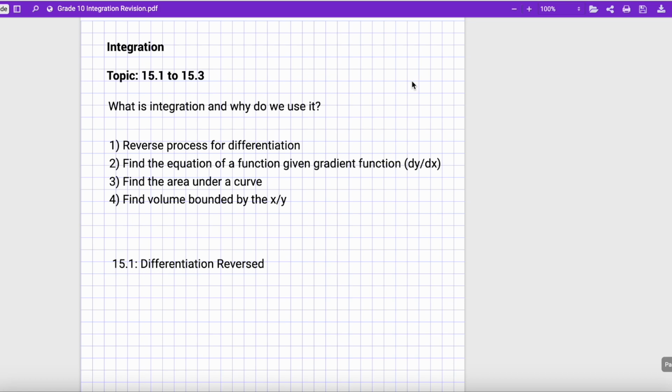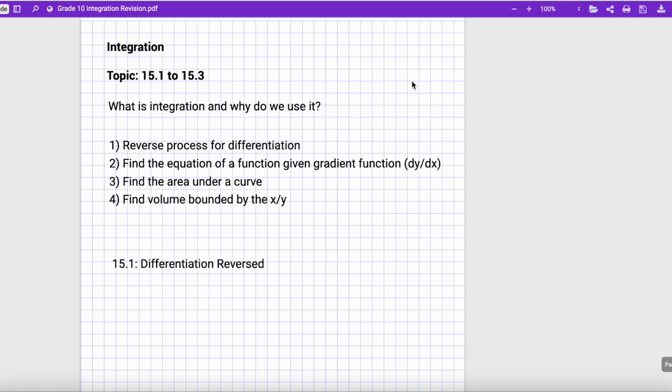Integration is very useful for us to find the equation of a function given that we know the gradient function, or the dy dx. Other purposes include finding the area and volume under a curve, specifically when you're using definite integral. Now I'm going to explain all these different terms, what is indefinite and what is definite integral, and we're going to go through some examples to help you really understand that.